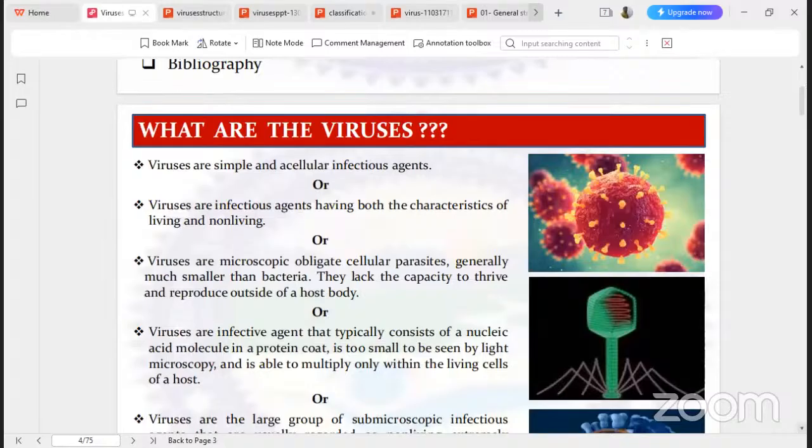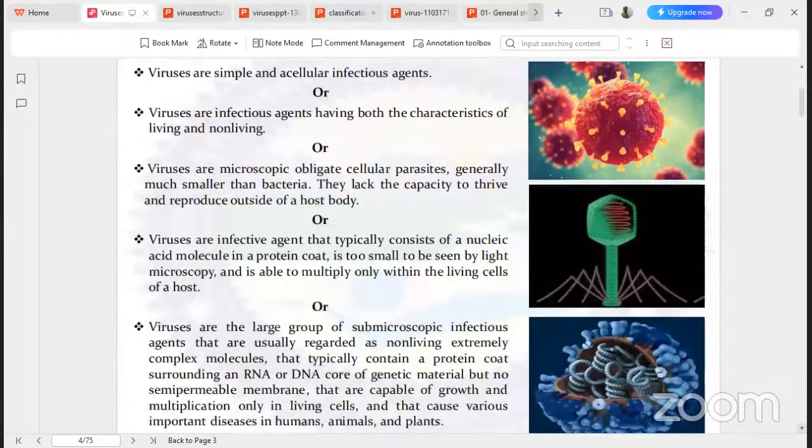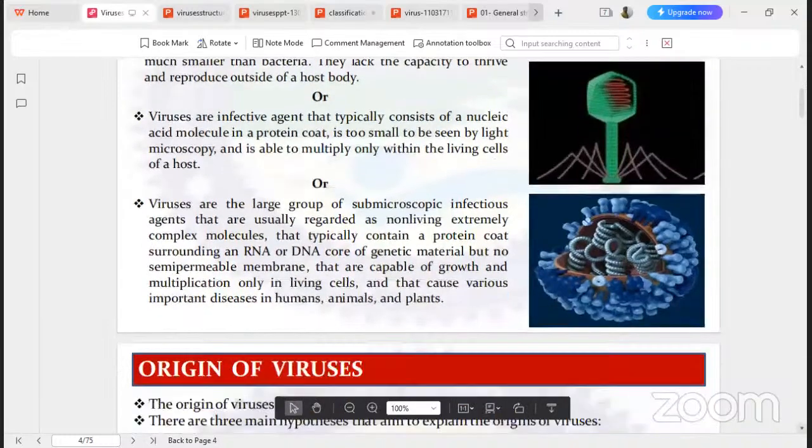Viruses are simple and acellular, with no cellular structure. They are infectious agents that infect living cells. They lack enzymes, ribosomes and cell organelles inside, but they modify the host enzymes for their own purposes: reproduction, replication and multiplication. I already told you there is no cell wall, no cell envelope, no specific cell structure.